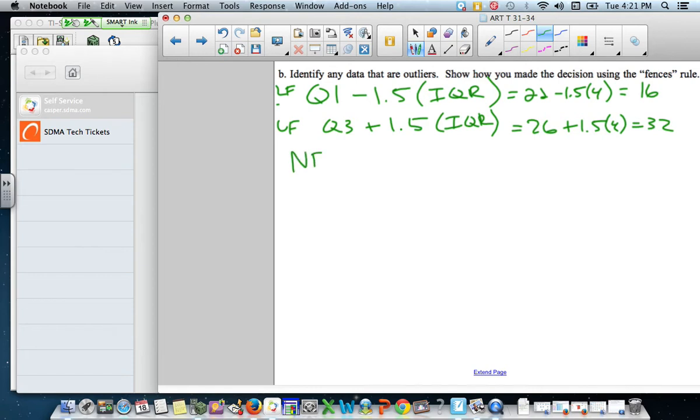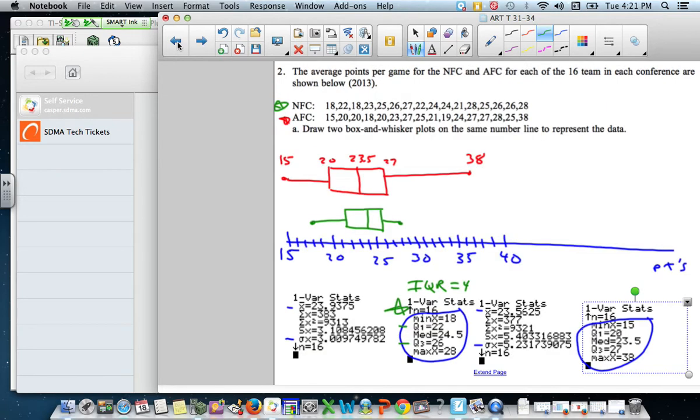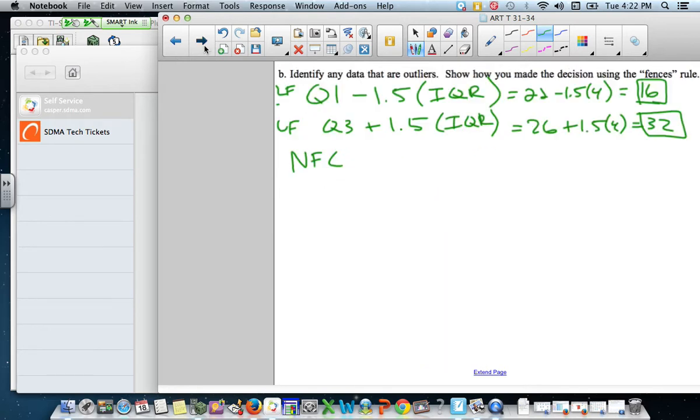So for the NFC, I need to look and see, are there any numbers lower than 16, that's my lower fence, or higher than 32? I don't see anything falling below 16. Here's my lower fence. And my upper fence is 32. So that whole graph is inside the fences. So what I say here is the NFC has no outliers.